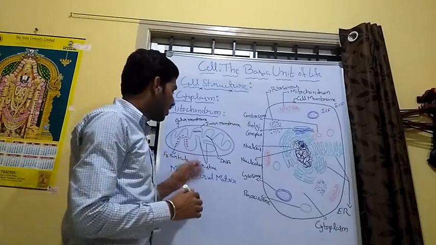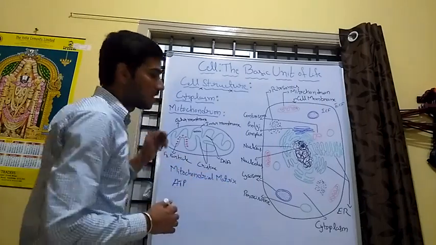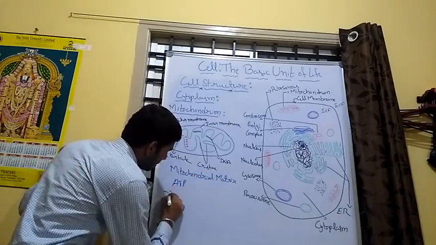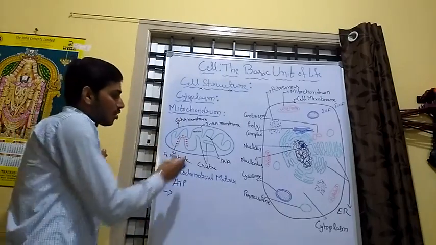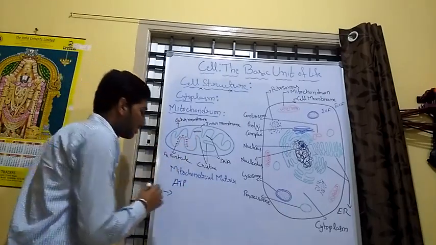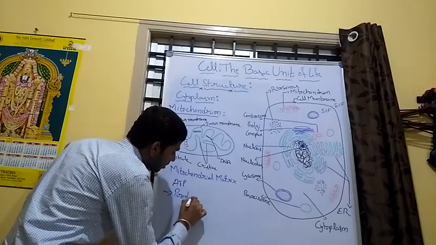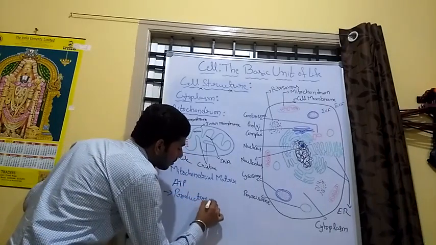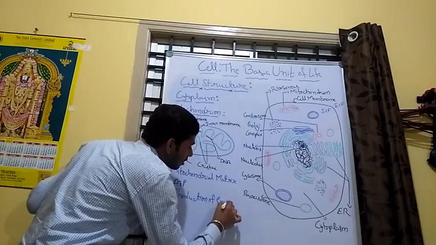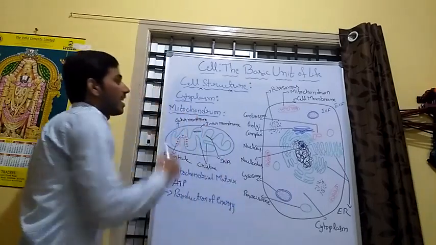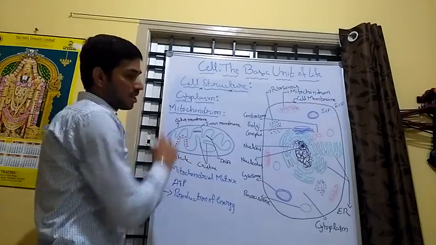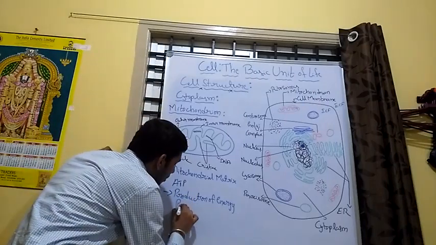Next, the functions of mitochondria. What are the functions of mitochondria? The main function of the mitochondria is the production of energy. That's why the mitochondria is called the powerhouse of the cell.